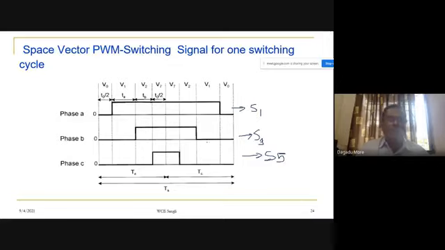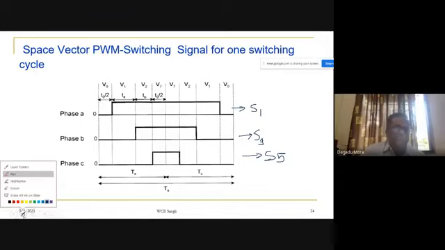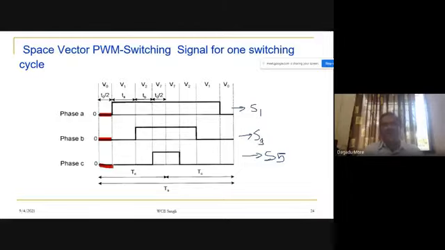And now we apply V0. What is the meaning of V0? Upper three are off, lower three are on. V0 means the lower three are on, so S1 is off, S3 is off, and S5 is off. This is 0. Upper three off, or lower three on, means the 0 state. Is it clear?